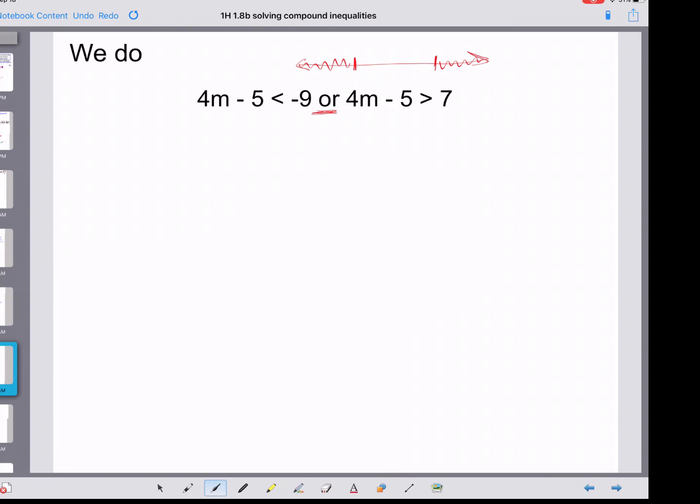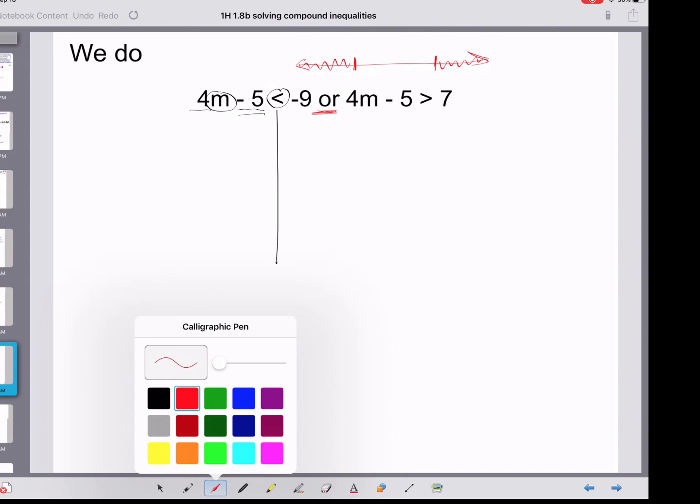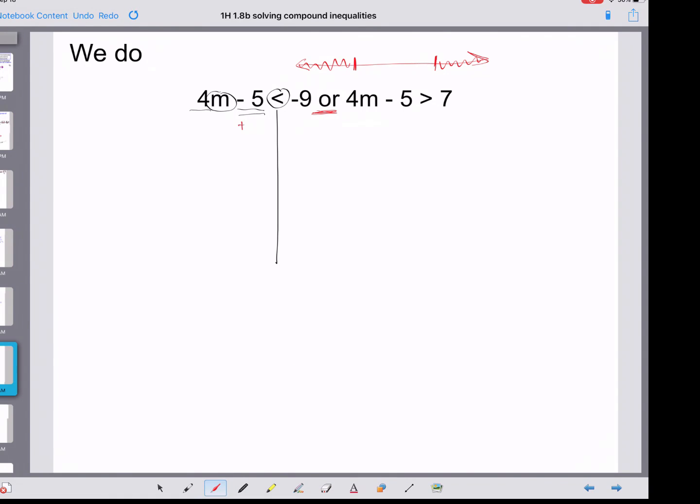For or statements, you're just going to solve them separately. I'm going to solve this left-hand side one, and then I'll come over here and work on the right-hand side. So 4m minus 5 is less than negative 9. I want to get m alone. There's my coefficient. There's my constant. We are going to add 5 to both sides to get rid of the constant. Negative 5 plus 5 is 0. Let's bring down the 4m. The less than sign. Negative 9 plus 5 is a negative 4.